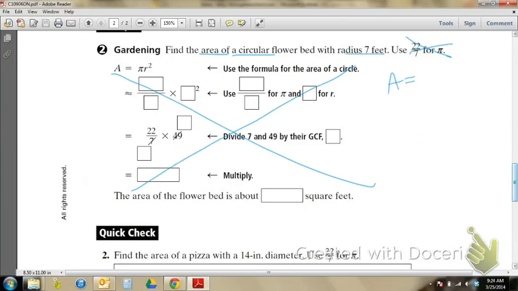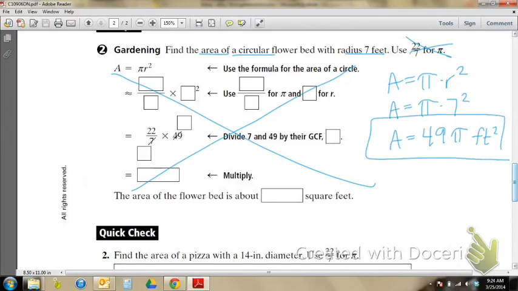So again, pi times the radius squared. Our radius is 7. 7 squared is 49, so I'm going to write my answer as 49 pi. Don't forget units, feet squared. And that's it. So area of a circle is a lot better if you leave everything in pi form.